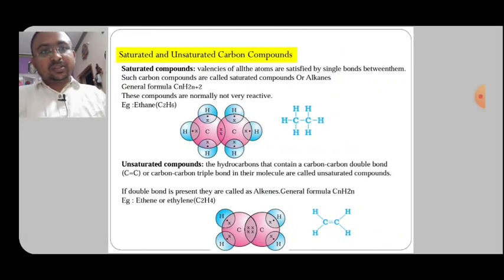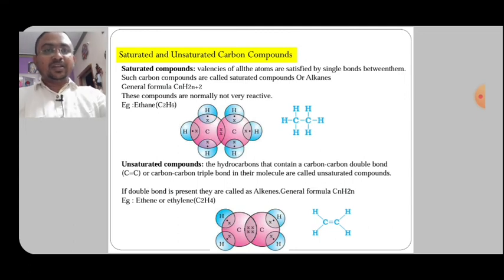Then coming to the discussion about saturated and unsaturated compounds. What are saturated compounds? Compounds which have only sigma bonds in their entire structure are known as saturated. Hydrocarbons which have multiple bonds in their structure are known as unsaturated compounds. Examples for saturated are alkanes, that is methane, ethane, propane, butane, all having sigma bonds in their structure. But in the case of unsaturated, compounds having a double bond in their structure are known as alkenes. Hydrocarbons which have a triple bond in their structure are known as alkynes.